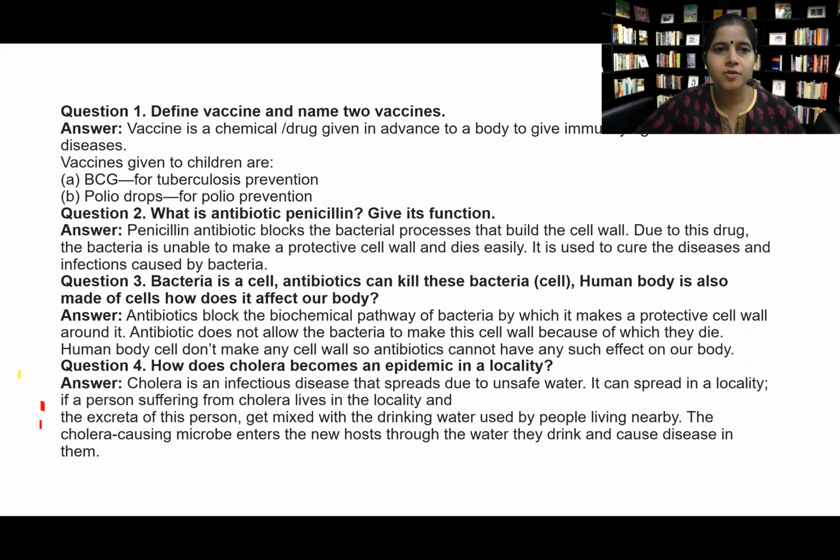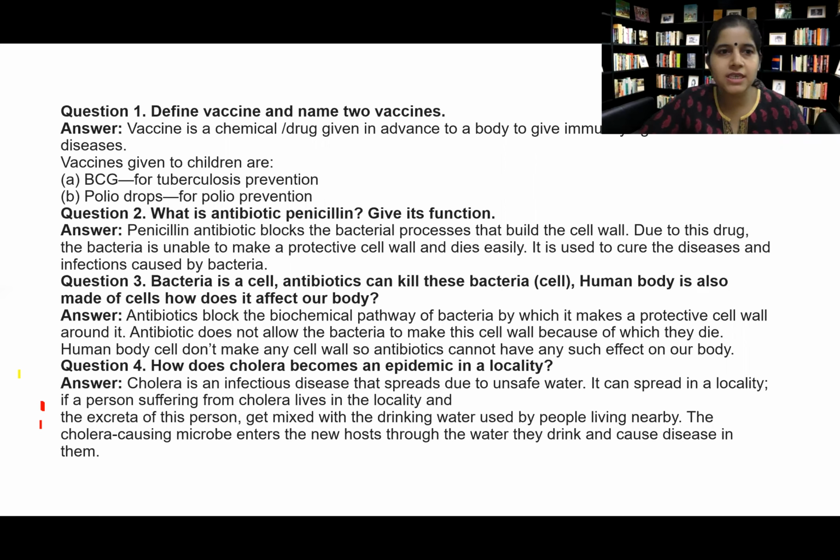So let's start some questions based on why we fall ill. First question: define vaccine and name 2 vaccines. A vaccine is a chemical drug given in advance to a body to give immunity against certain diseases. It means we can boost up our immune system by vaccines. So it is important to take vaccines, which is known as immunization. By immunization, we can fight against antigens.